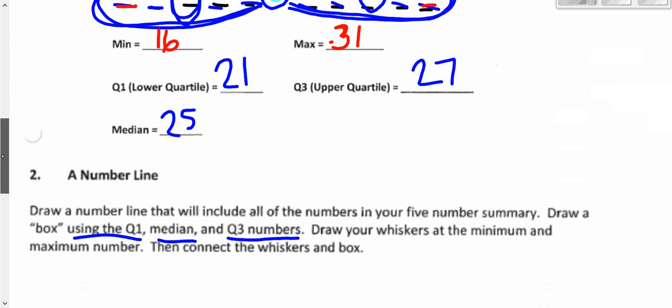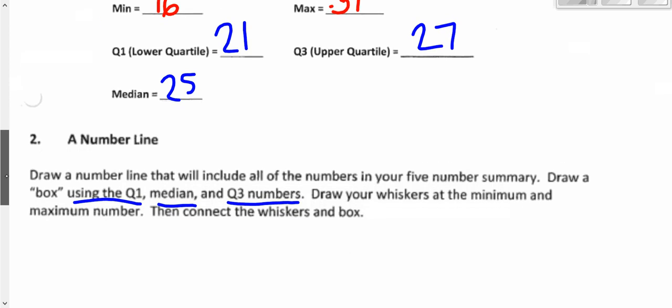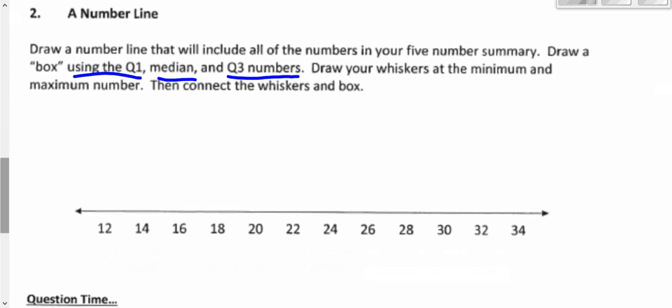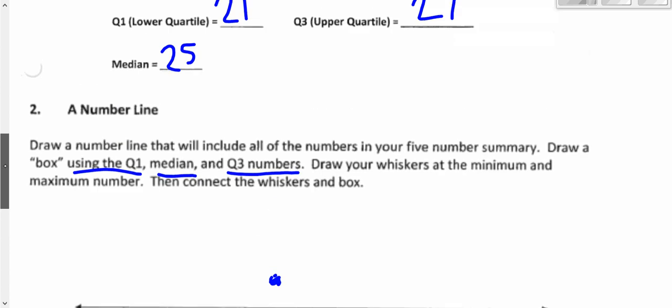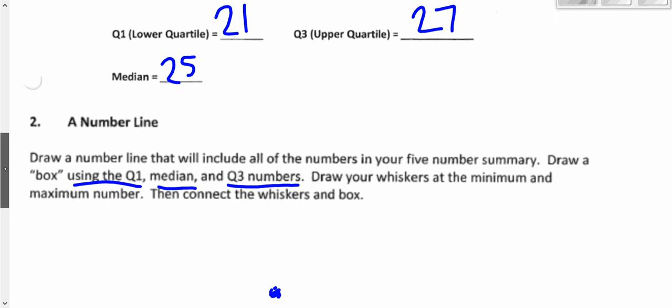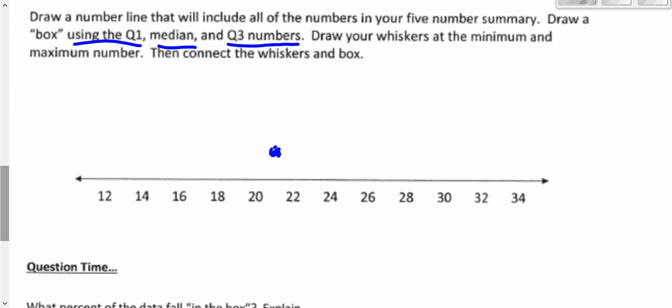Let's scroll back up. Our Q1 was 21, so right at 21, I'm going to put a dot. Drawing with my finger here, so it's a little bit hard. Okay, so I've got a dot at 21. Our median was 25, so I'm going to put a dot at about 25.